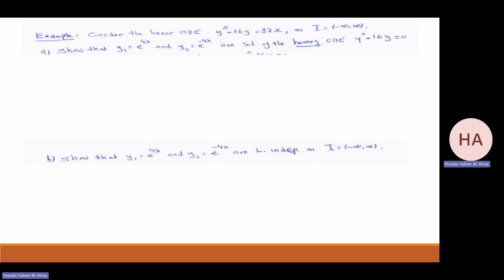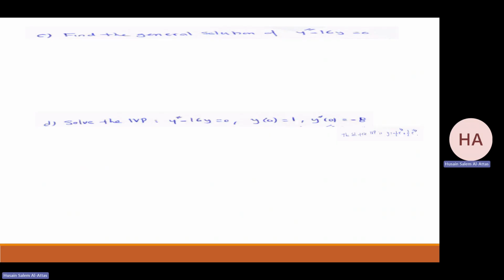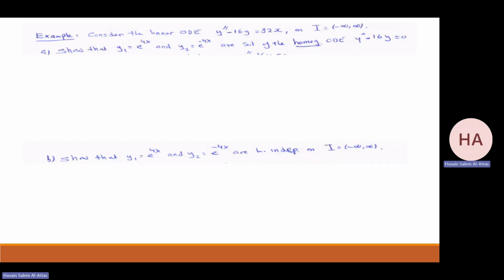Okay, this problem is just an example which covers what we did. Let me do it step by step. Consider the linear non-homogeneous equation, call it 1. Show that these are solutions. How to show they are solutions? We know how to do that. I need to check y prime and y double prime, and check left-hand side equals right-hand side.